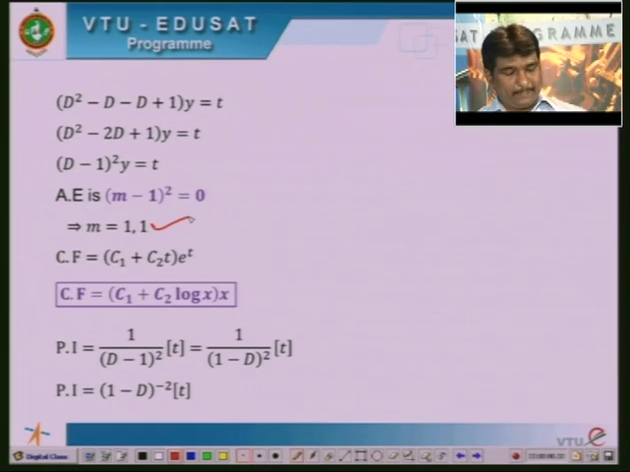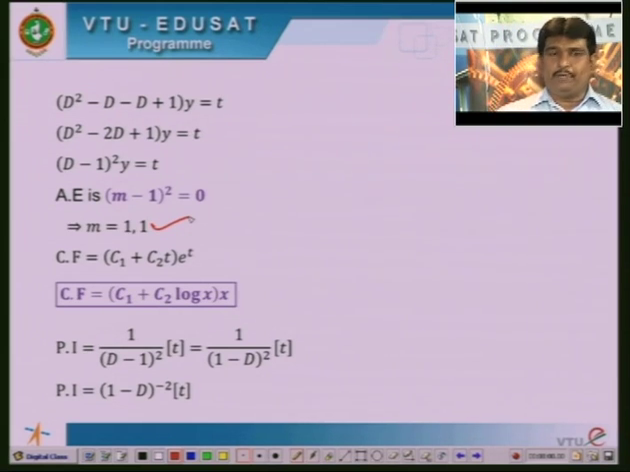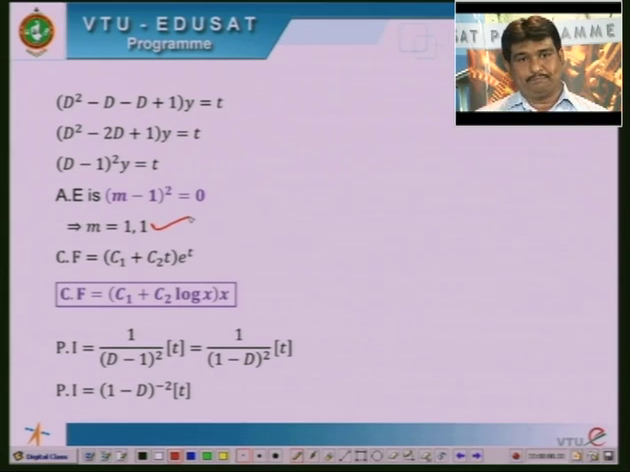Now PI part. PI is 1 over f of D into phi of t. Phi of t is t, f of D is D minus 1 whole squared. Now D minus 1 whole squared can be written as 1 minus D whole squared as indicated. Take that to the numerator, it is 1 minus D whole to the power of minus 2 into t.